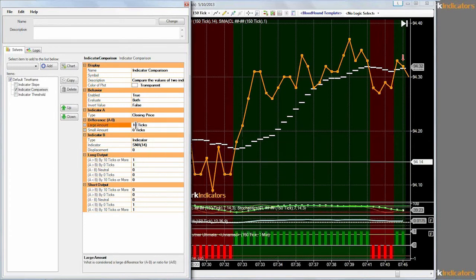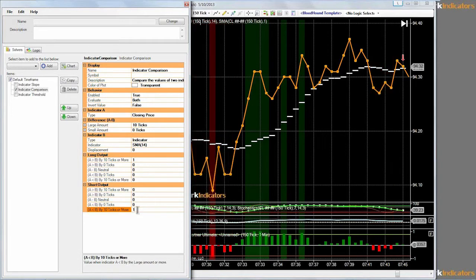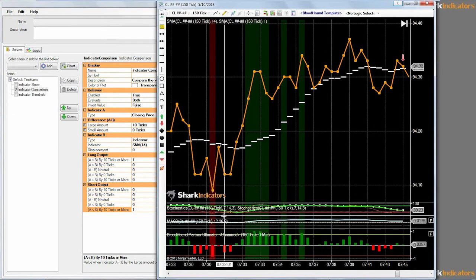If we want to truly be looking for a 10 tick difference, then we have to set this parameter to 0, because we're not interested in when it's 0 ticks of difference. We're only interested in when it's 10 ticks or more. So we'll set this to 0. And now you can see the output changes greatly on the long side. We typically want to keep the same for the short side. So when A, the closing price, is less than the SMA by 0 ticks, we're not interested in that difference, so we're going to set this output to 0. And now we can see the short side has changed as well.